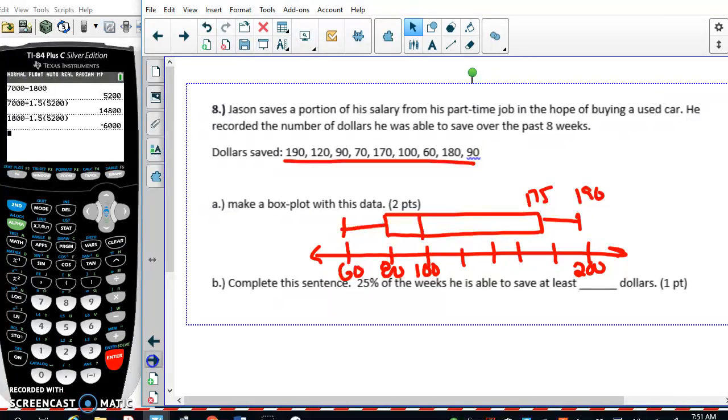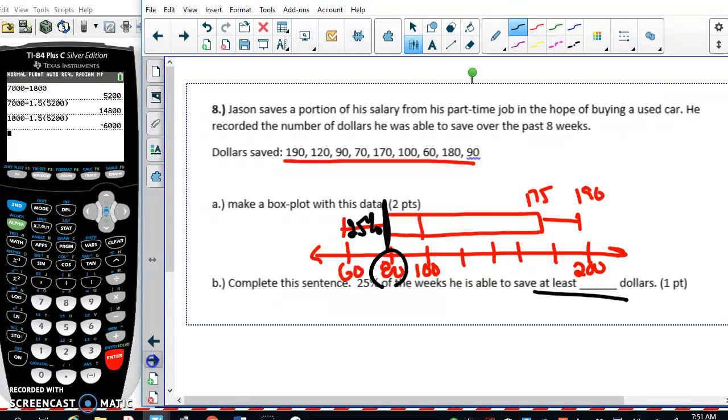Complete the sentence. 25% of the weeks he is able to save at least. So that means more than how many dollars? So here's 25%. So 25% of the time he saves $80 or more, or at least $80. Okay, we had a lot of people that didn't get the point on that one.